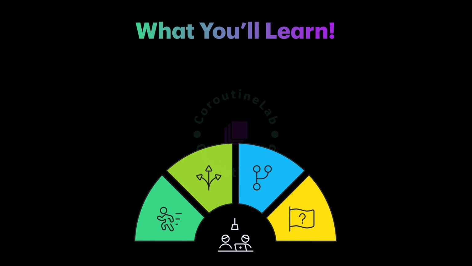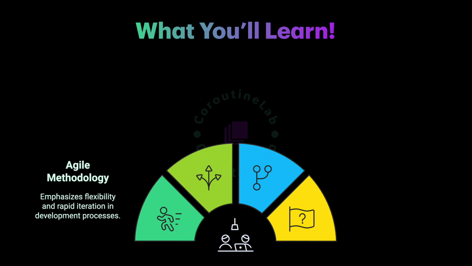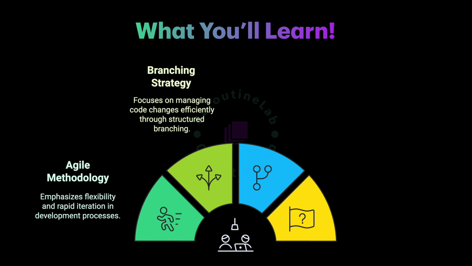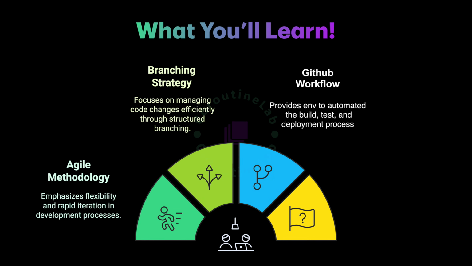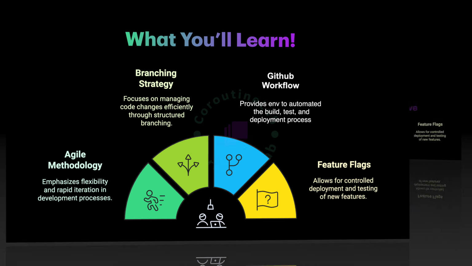We will also focus on flexibility and rapid iteration using Agile methodology to deliver incremental improvements. We will understand how to manage code changes by following a structured branching strategy. Also, we will see how to automate the build and deployment process using GitHub workflows, ensuring faster delivery with fewer errors. And finally, what are feature flags and why you should use them without disrupting the release process and main application. At the core, these principles drive better collaboration, faster iterations, and more robust delivery pipelines. Mastering these areas will enhance both team productivity and project outcomes.